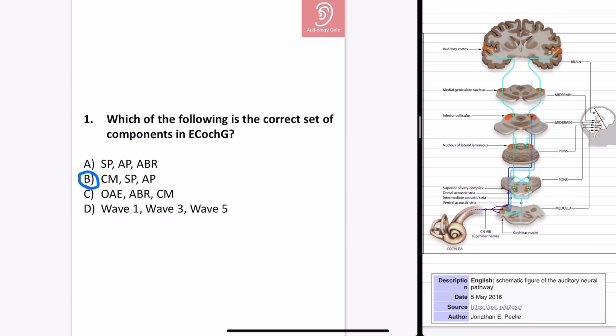Now let's briefly go over why the other choices are incorrect. A is incorrect because ABR is not a component of ECochG. Instead, ABR is a separate auditory test. C is incorrect because otoacoustic emissions, OAE, are also not part of ECochG. They measure outer hair cell function. D is incorrect because Wave I, Wave III, and Wave V are components of ABR, not ECochG.